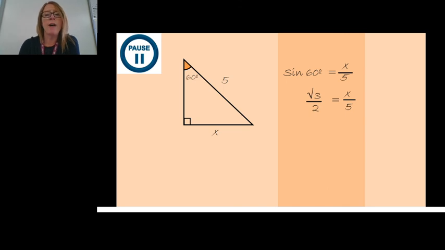Remember, we're solving for x, so then all I need to do is to move that divide by 5 on the right-hand side over to the left-hand side next to the root 3. So my final answer on this one would be x is equal to 5 root 3 over 2. We can't cancel the 5 and the 2 down because they've got nothing in common other than 1.